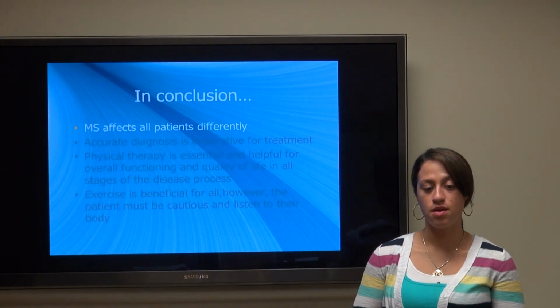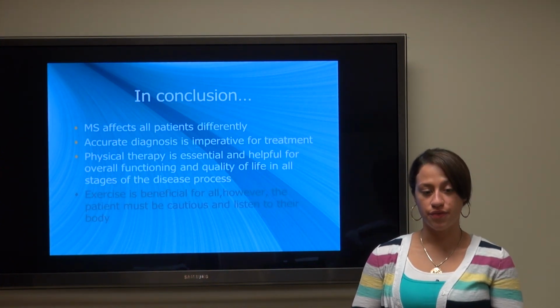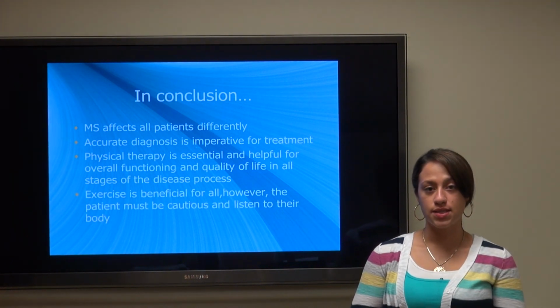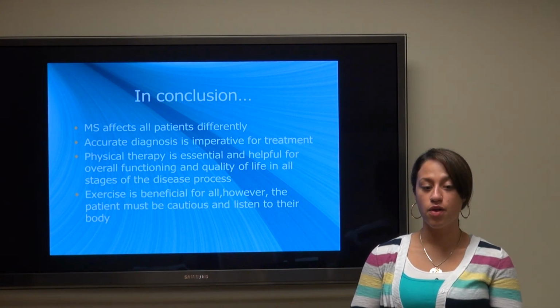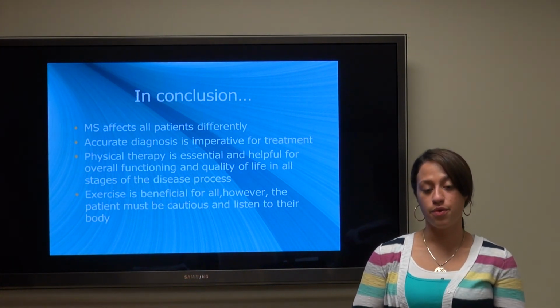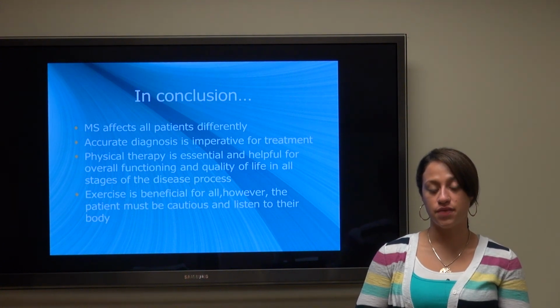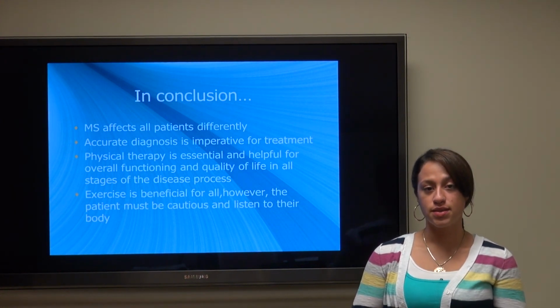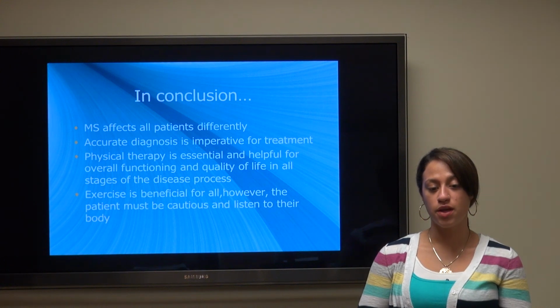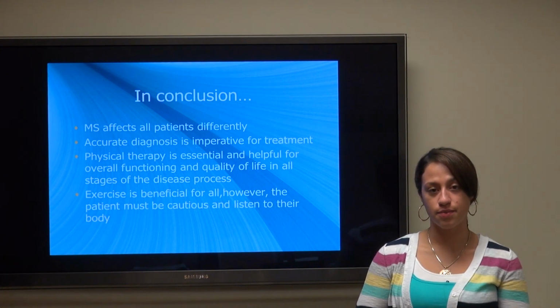So in conclusion, MS affects all patients differently. An accurate diagnosis is imperative for treatment, and physical therapy is an essential part of the rehab process, and it's helpful for overall functioning and improving quality of life in all stages of the disease process. And exercise is beneficial, however, the patient must be cautious and listen to their body at all times.